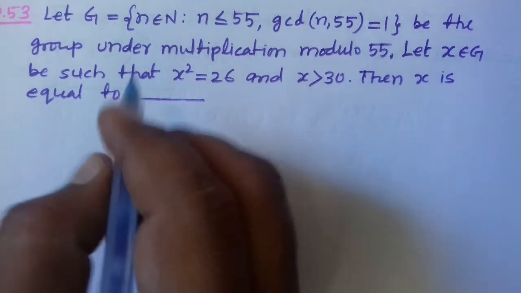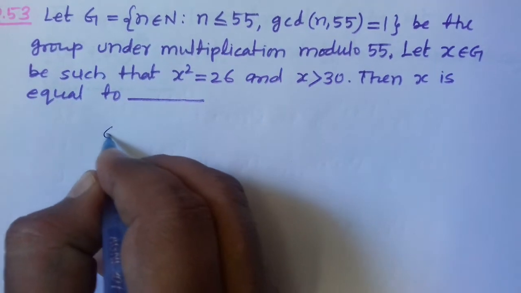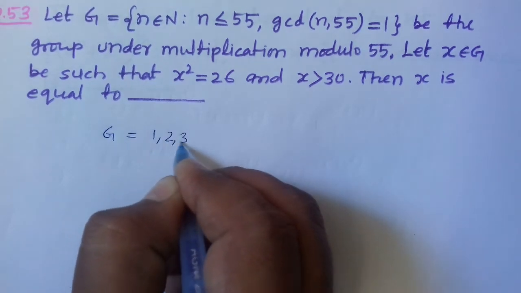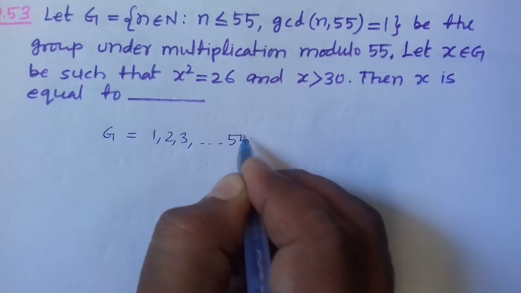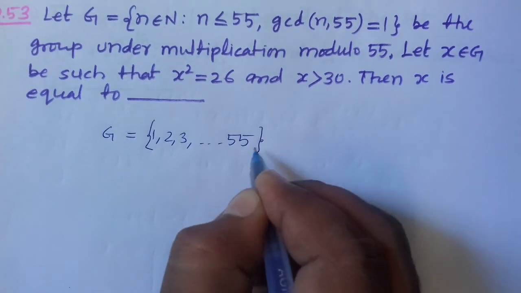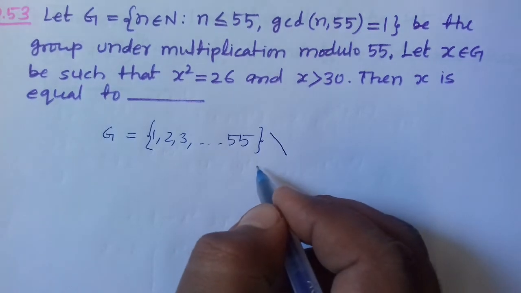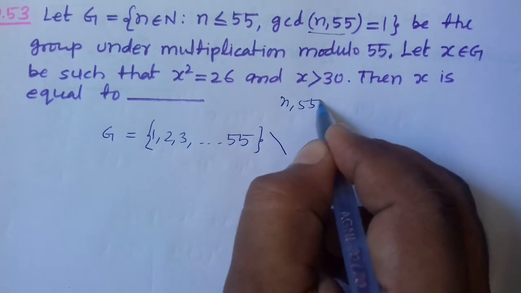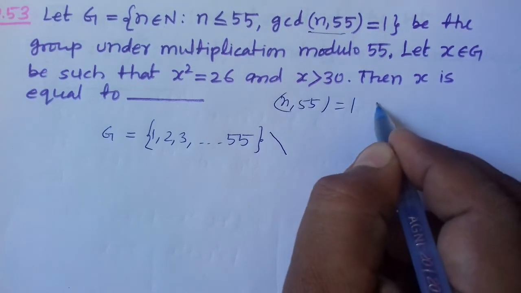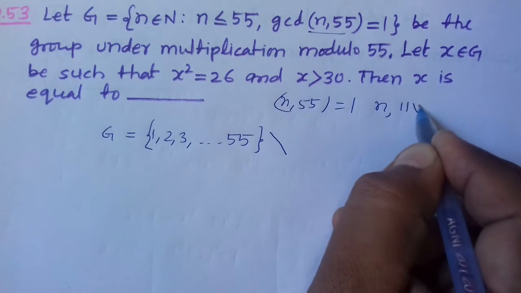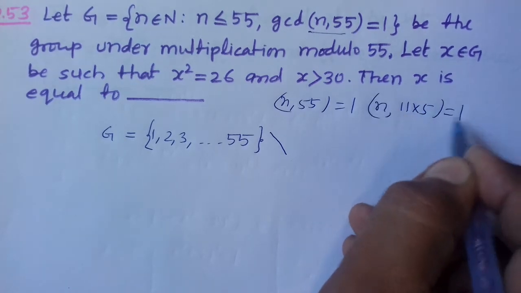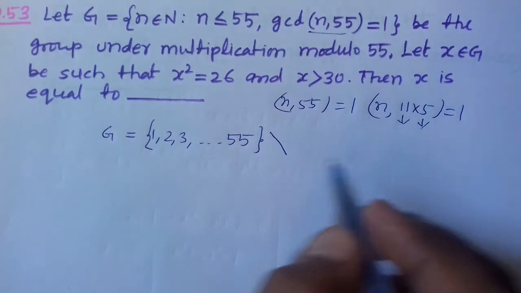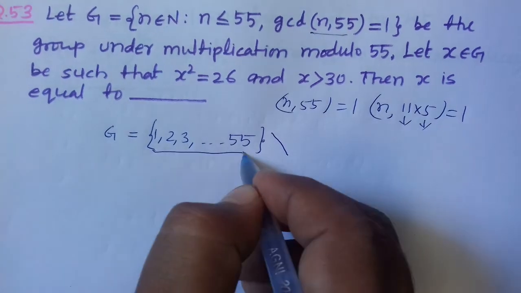Let us find this group G. G will be 1, 2, 3, 4, ..., 54, and we will have to remove some elements. Here you see n 55 is 1, that means n 11 into 5 equals to 1. So multiples of 11 and multiples of 5 will be removed from this set.